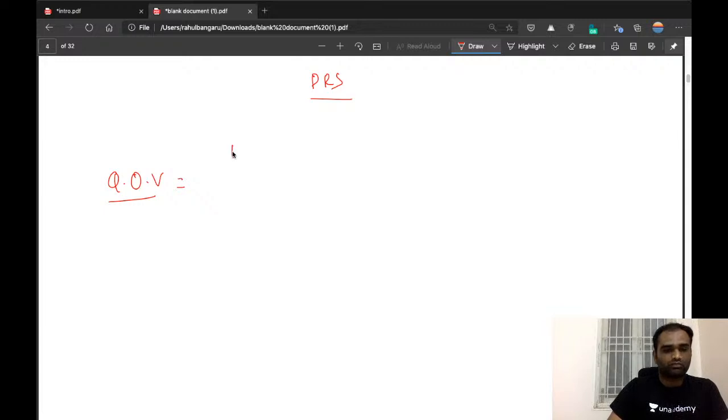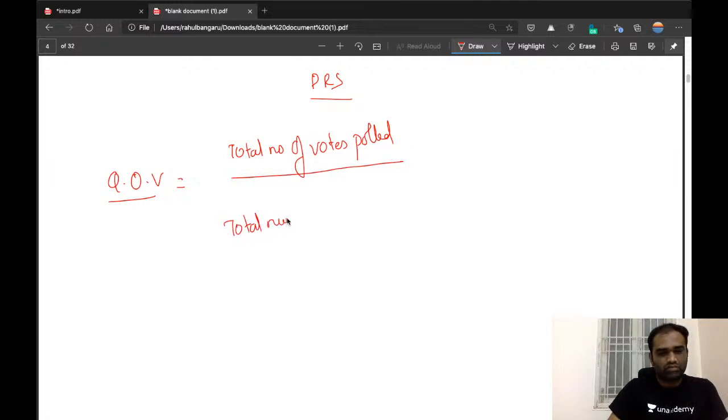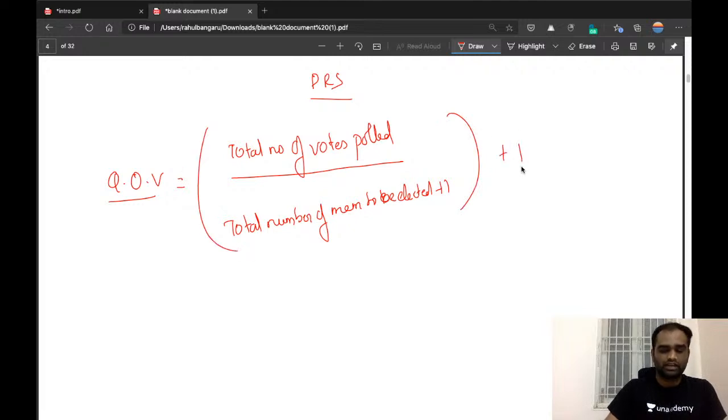According to this formula, the quota of votes is the total number of votes polled divided by the total number of members to be elected plus 1, and then the entirety plus 1. So the formula for calculating the quota of votes is total number of votes polled divided by (total number of members to be elected plus 1), and then plus 1.